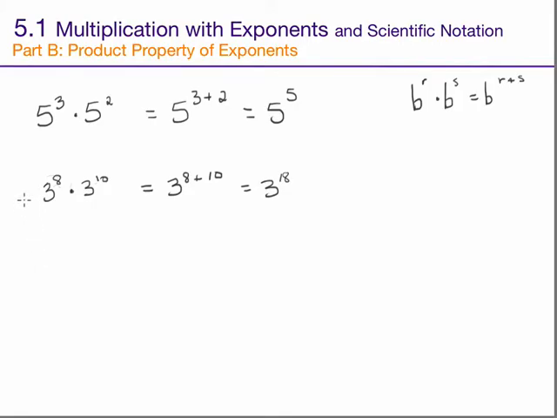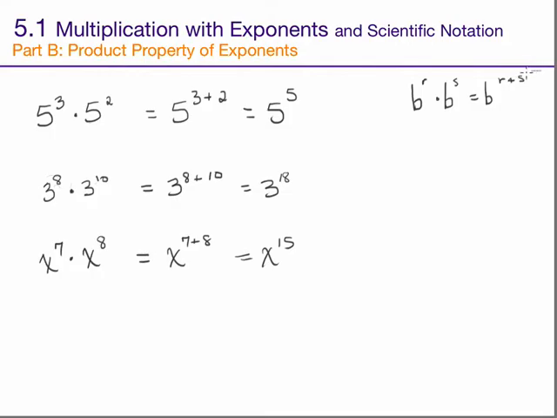Here's another example. x to the 7th times x to the 8th. Well, I could write that out as x times itself 7 times times x times itself 8 times, and what I'd end up with is a total of 7 and 8 more copies, or 15 copies. So without writing it out this time, I see that x to the 7th times x to the 8th is x to the 7 plus 8.